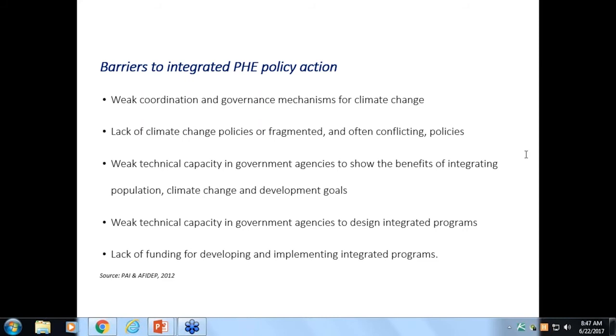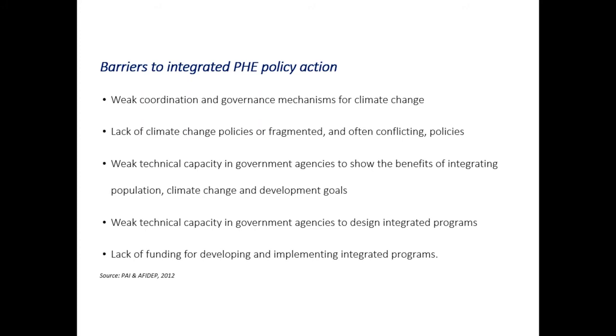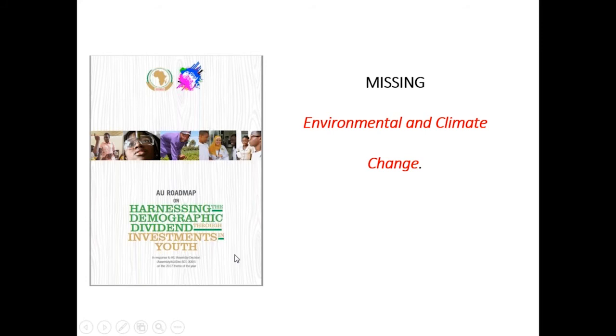But despite this knowledge about the connection between population, health, and environment, we've identified barriers to integrating policy action in population, health, and environment. And these are the 5 key barriers. There's weak coordination and governance mechanisms for climate change on the continent, and a lack of climate change policies, or they're fragmented and conflicting. There's weak technical capacity within government agencies to show the benefits of integrating PHE and development goals. There is weak technical capacity in government agencies to design the integrated programs, and a lack of funding for developing and implementing integrated programs.